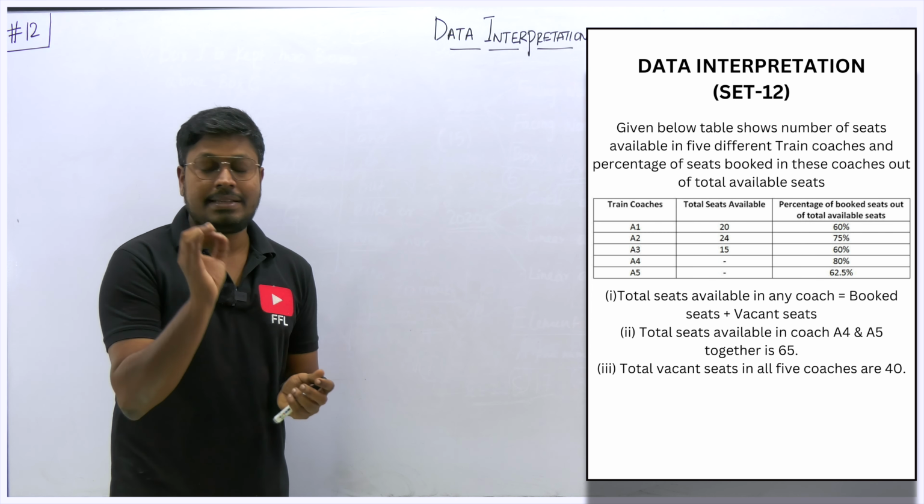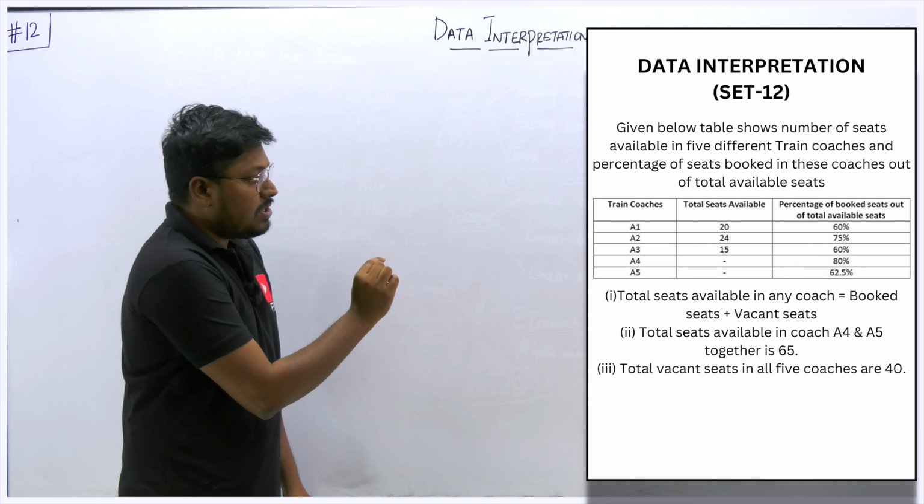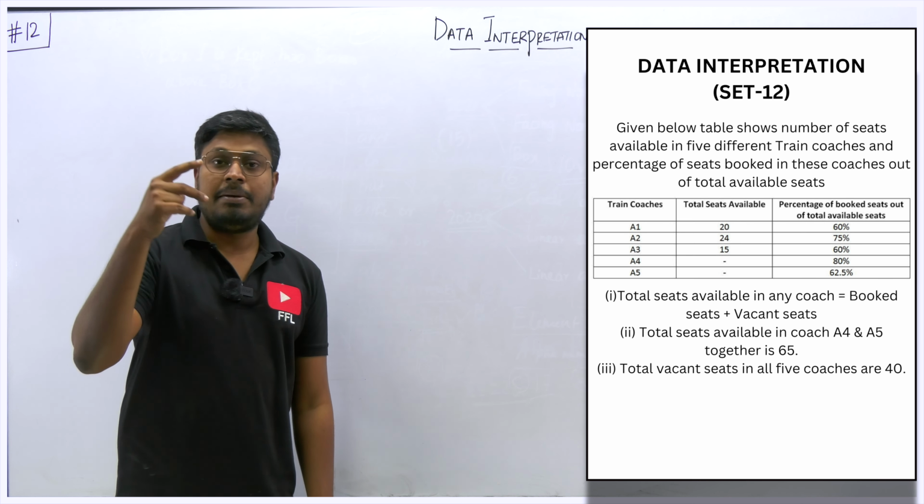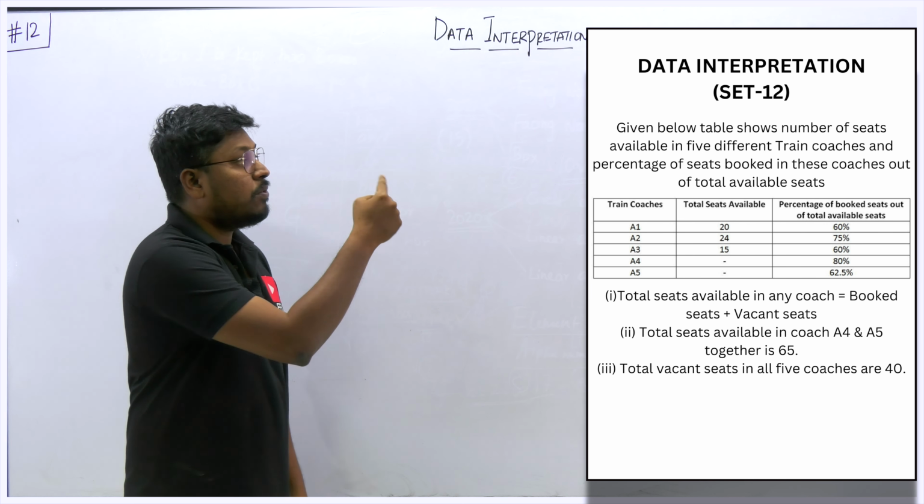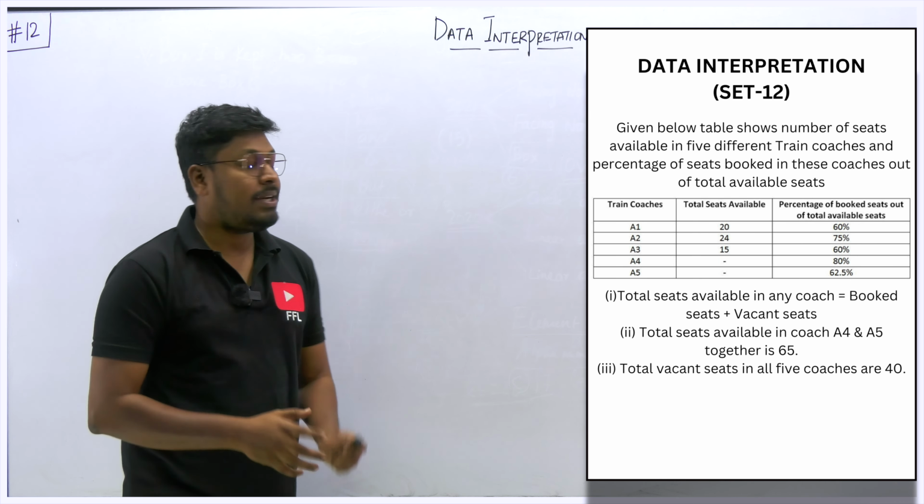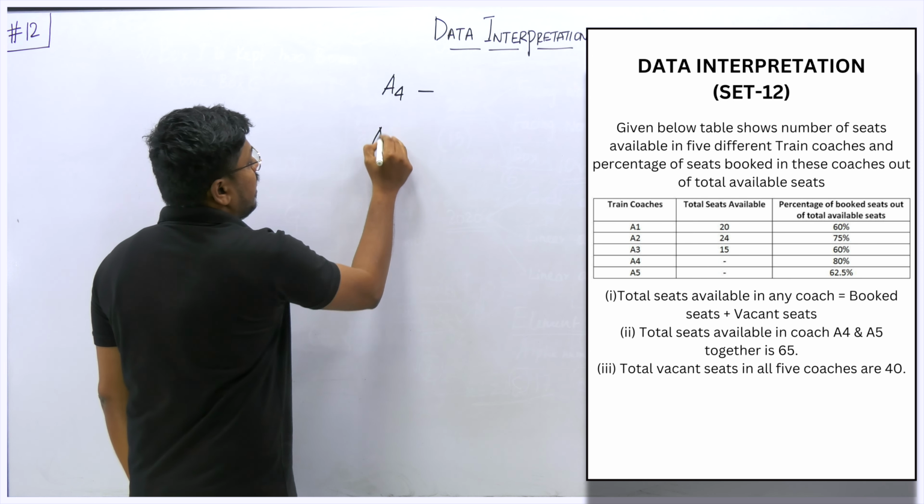Just see the second point: the total available seats of the A4 coach and A5 coach is equal to 65. Which means that for both the missing values, A4 and A5, the total will be 65. They have given the total. So A4 and A5.